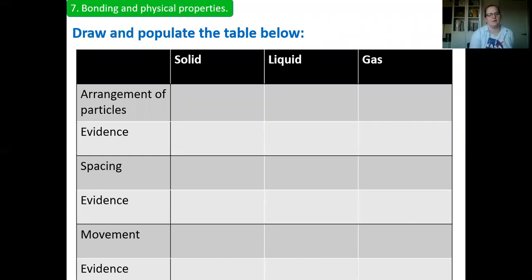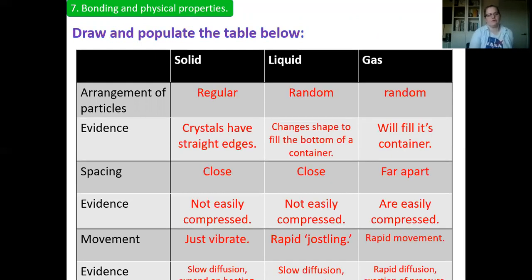So you would often get a table like this and it asks you to show the arrangement of solids, liquids, gases, evidence, spacing. So a solid, the arrangement of the particles is regular. The evidence behind that is crystals. Crystals have straight edges, so we would say that the arrangement of particles is regular. Spacing, the spacing is close. Evidence for that, well, you can't easily compress a solid, so therefore the spacing of them must be close. There's no gaps, there's no air, so we can't squish them together. Movement, they just vibrate. Evidence, they have slow diffusion, they expand on heating.